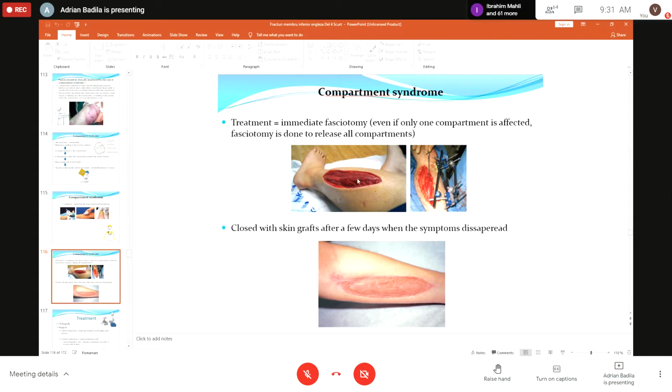And this fasciotomy will be closed in the next 3 to 4 days when the symptoms disappeared, and it cannot be closed by simple suture. Usually you will need skin grafts from the plastic surgery in order to close the wound. And when you close this fasciotomy, you will close only the skin and the subcutaneous fat, so no suture at the level of the fascia.